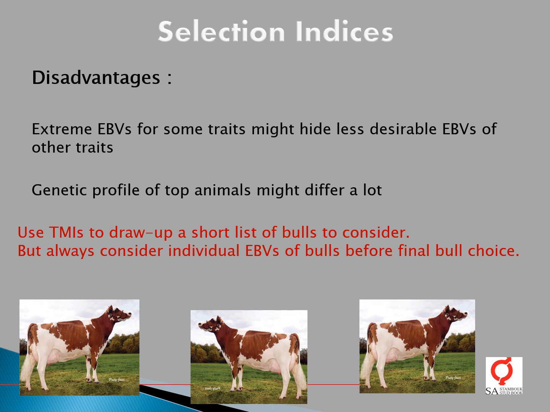So it's recommended to use the total merit indices to draw up a short list of the bulls that you consider using in your herd. But you always need to consider the individual breeding values and sub-indices of these bulls to make sure that they are actually better than your own herd's genetic levels before making your final bull choice.